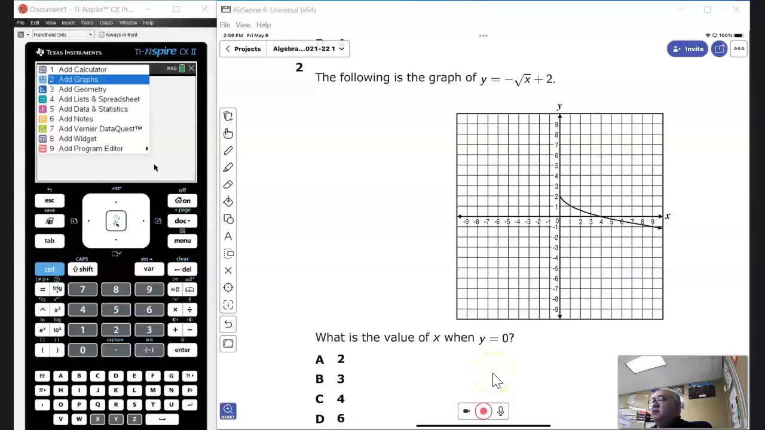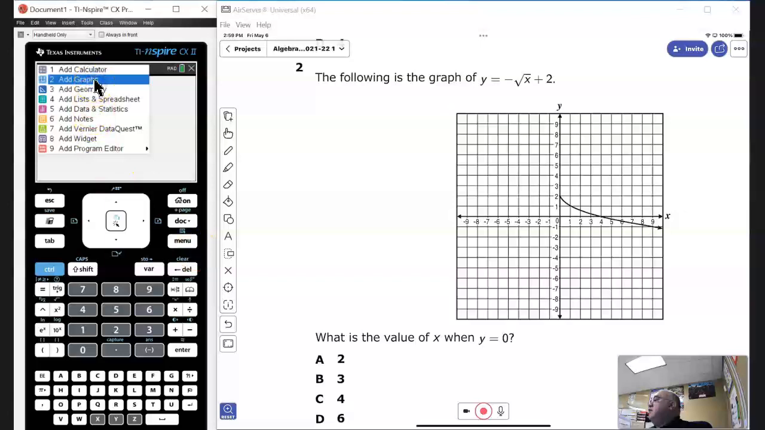This is part 2 of the review. These are actually the even numbered problems, and we're going to use a graph. It's saying the following is a graph of y equals negative square root of x plus 2. What is the value of x when y is equal to 0?